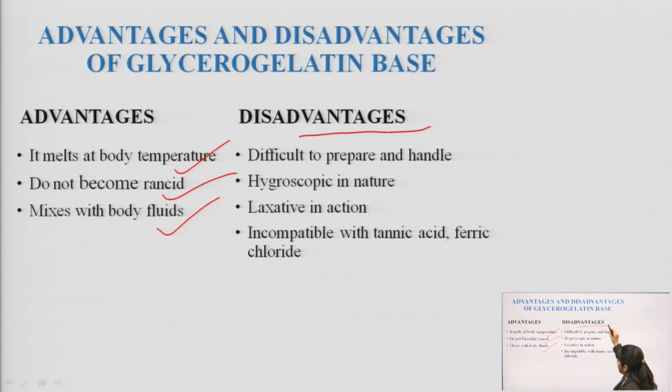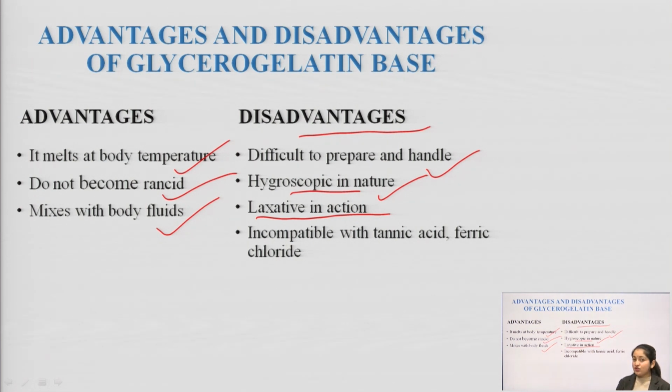Now, the disadvantages. The very first thing, it is very difficult to prepare and handle. Another thing, it is hygroscopic in nature, as gelatin is involved in it. So, it easily has a tendency to absorb any kind of moisture or water which is present around it, which is going to make the storage conditions very difficult for the manufacturers or the firms that are manufacturing suppositories.